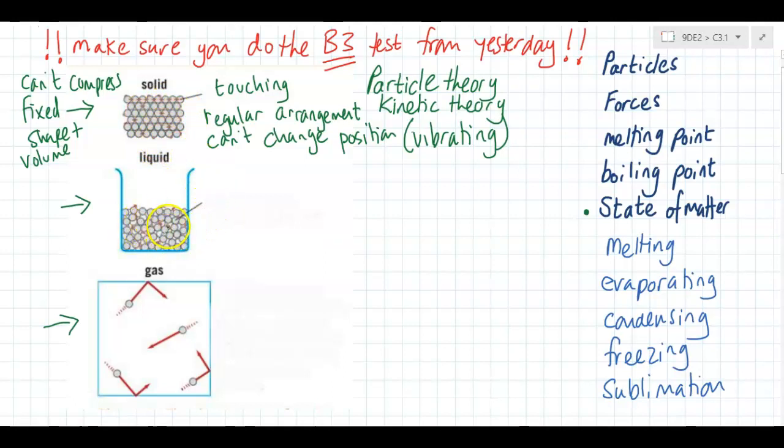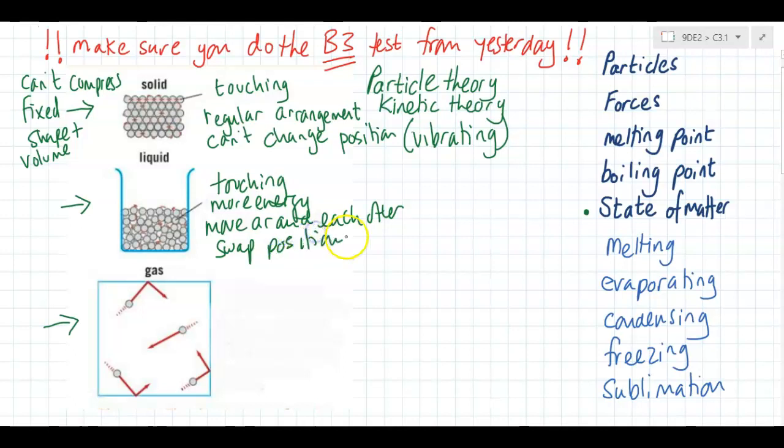liquids, in comparison, have still got particles that are all touching each other, but in this case, the particles have got more energy, and they can move around each other. They can swap positions. Okay, so because of that, that explains why we can pour liquids. The particles can rub over each other and swap places.